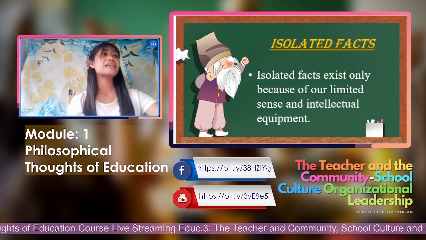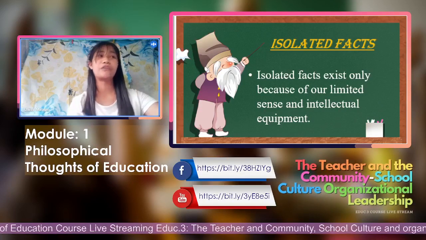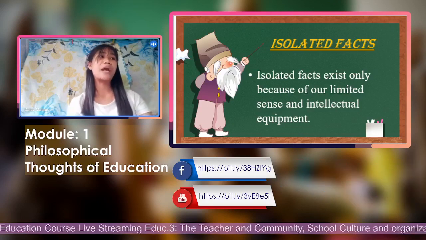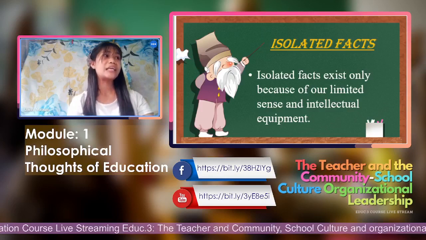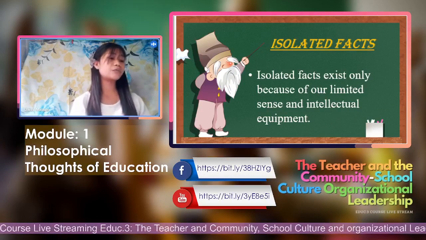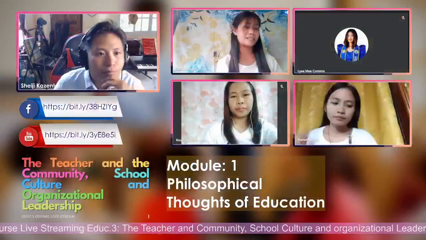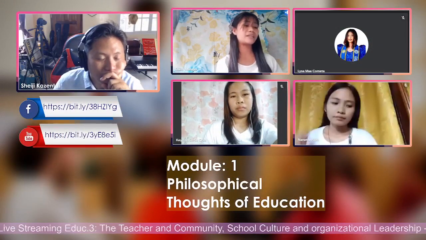Isolated facts make no sense but become meaningful when seen in relation to other facts. Facts, when combined with other facts, help the learner see meaning and connection to his or her life. For example, the pupil learned that food is broken down into small pieces, which is digested by the stomach and is absorbed by the intestine.